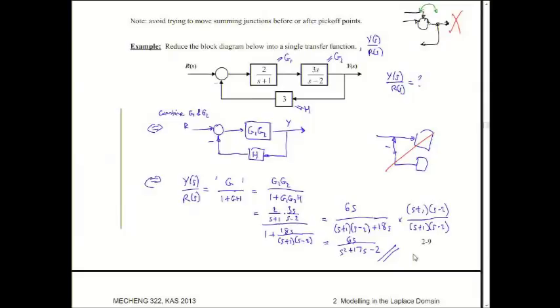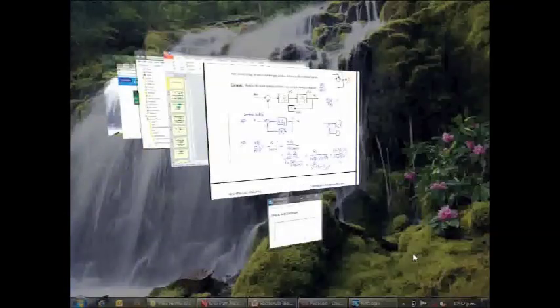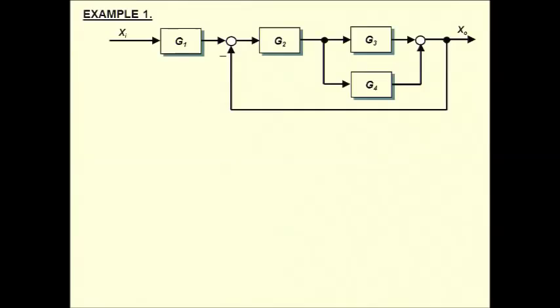Algebra stuff with rational functions. Hey, what happened there? Okay, here, a couple more examples where we get to use some of the more interesting rules.